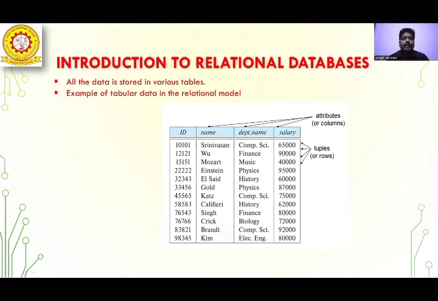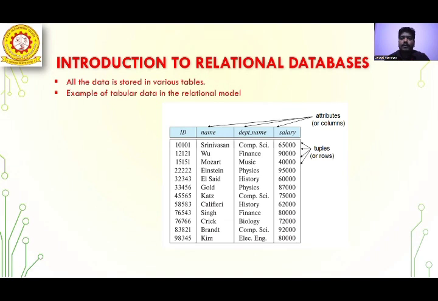And we move to the next topic, that is introduction to relational databases. Let us understand relational databases. In relational databases, all data is stored in the form of tables, and each table contains rows and columns. Rows are called tuples. The columns are called attributes. Here, ID, name, department name, and salary are the attributes. So those attributes contain several tuples. Like the ID attribute contains a tuple 10101. This is one of the IDs of the employees. And the name attribute contains one of the names, it is Srinivasan.